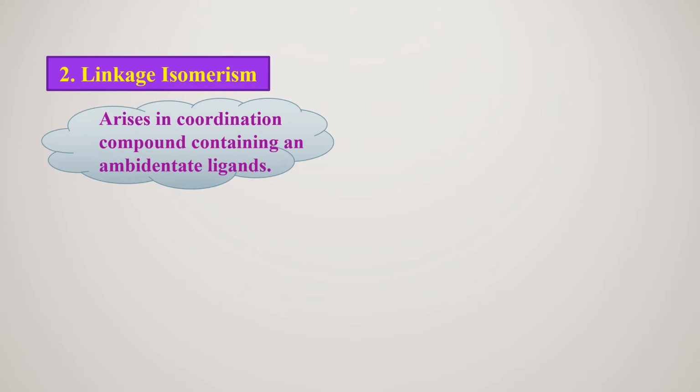Second one, linkage isomerism. The name itself says they differ in the linkage. This linkage isomerism arises in coordination compounds which contain ambidentate ligands. You know what an ambidentate ligand means: it has two or more donor atoms, but any one donor atom can donate the pair of electrons and make a bond with the metal. So here they differ in the mode of attachment of ligands.